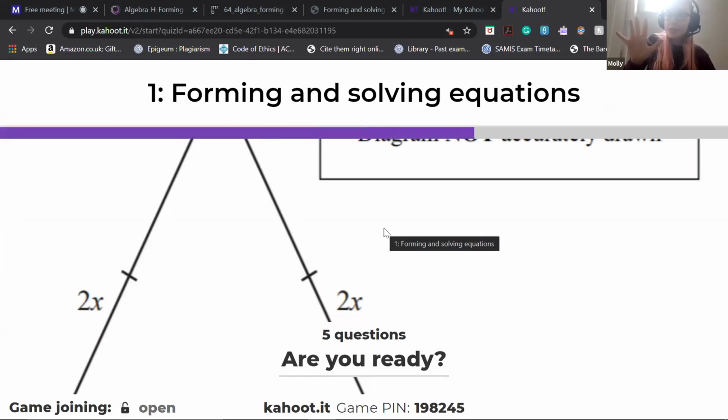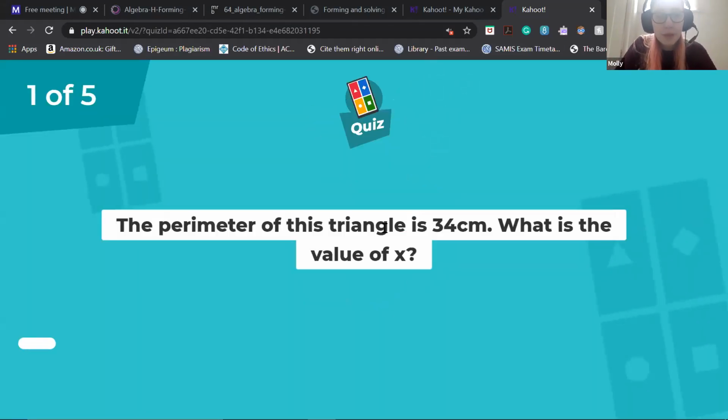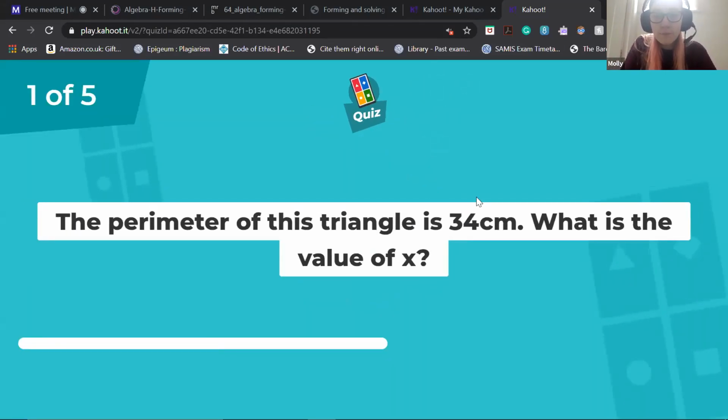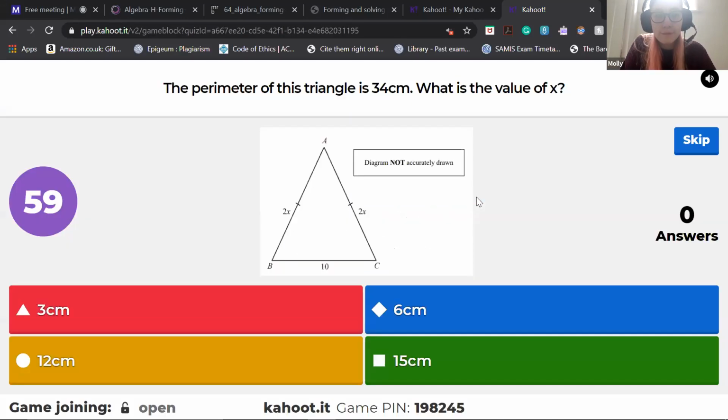Only 5 questions, but they might take a bit longer, so I'm going to leave the time to go on all of them. Here we're going to have a triangle, and the perimeter is 34 centimeters, so we want to find the value of x. Form an equation and then solve for what you think x is.